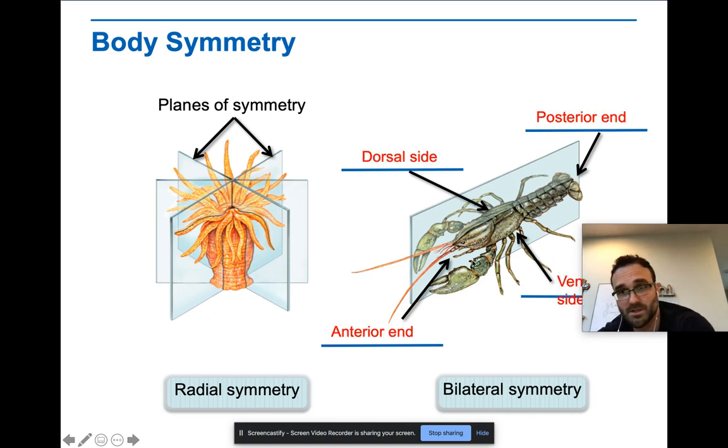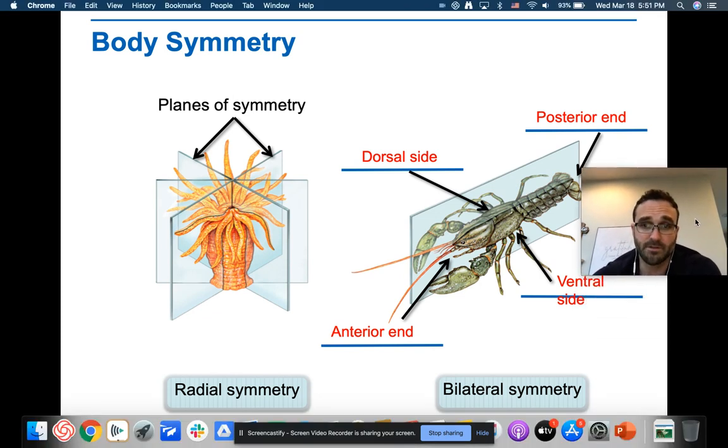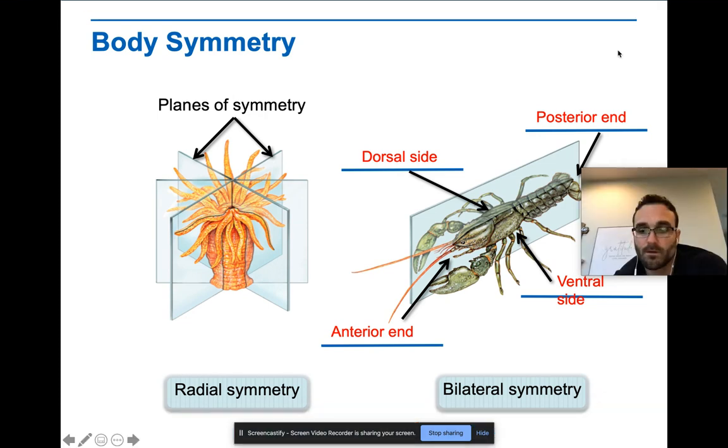Okay, so we have the dorsal side. Once you have bilateral symmetry, then you start talking about, well, what side are we talking about? Are we talking about the left, the right, the front, the end, the top, the bottom? So dorsal is the top. Think of the dorsal fin. Ventral is the bottom. Anterior, the head, is the front. And then posterior is the end, okay? All right.